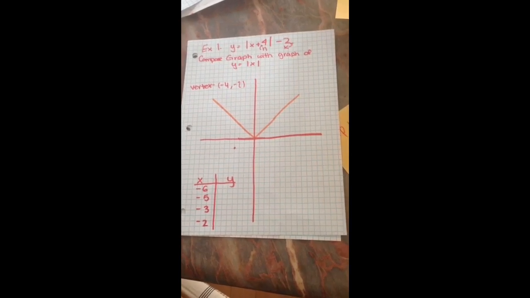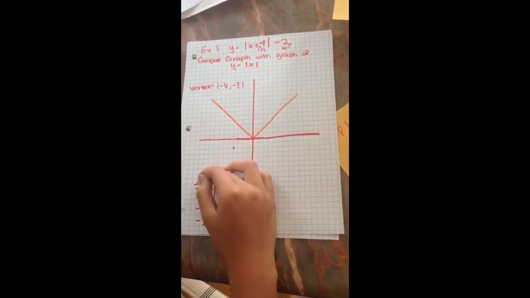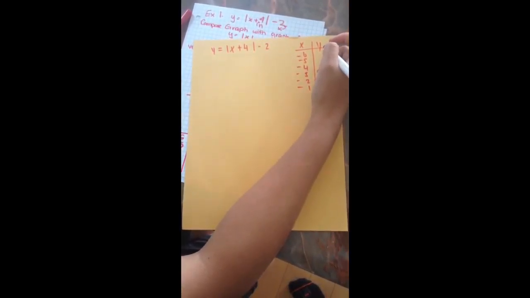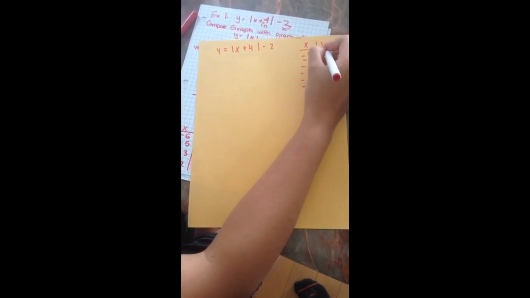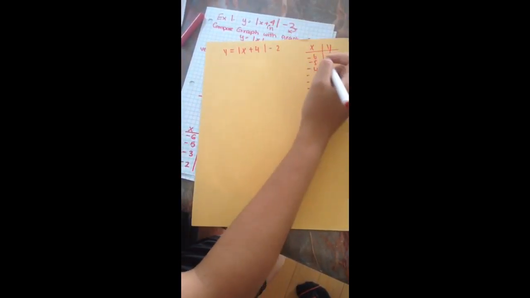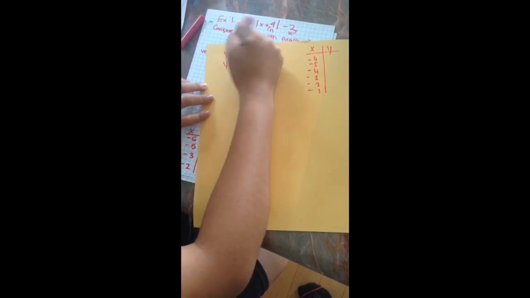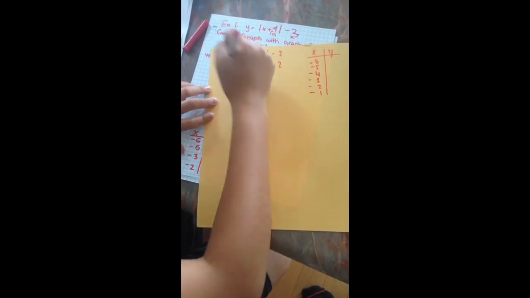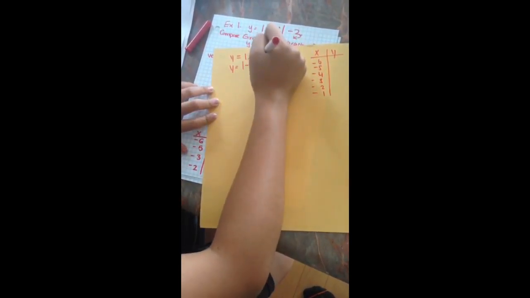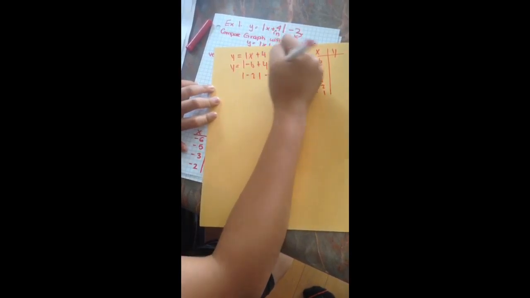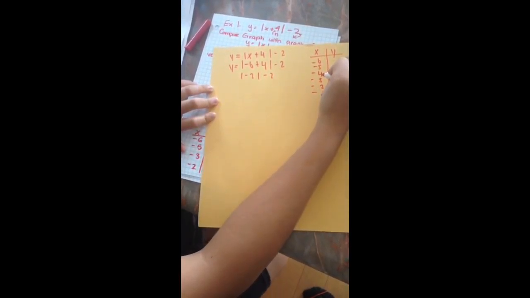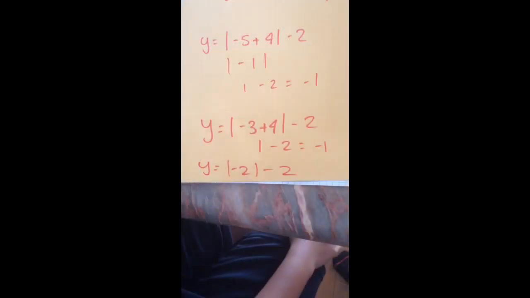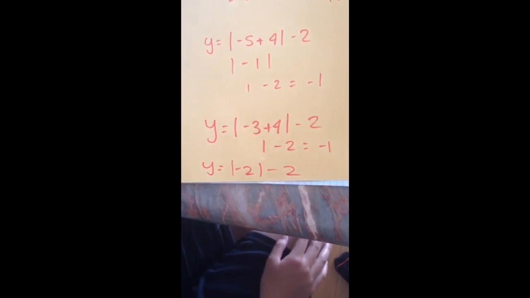Step 2, calculate y values and list them in a table. As you can see, we chose these as our x values because they're closer to the vertex. Here are the x values, and you plug them into the equation. For example, y equals absolute value of negative 6 plus 4, minus 2. So negative 6 plus 4 is negative 2, minus 2. The absolute value of negative 2 is just positive 2. So 2 minus 2 equals 0. Here are the other x values that we plotted.